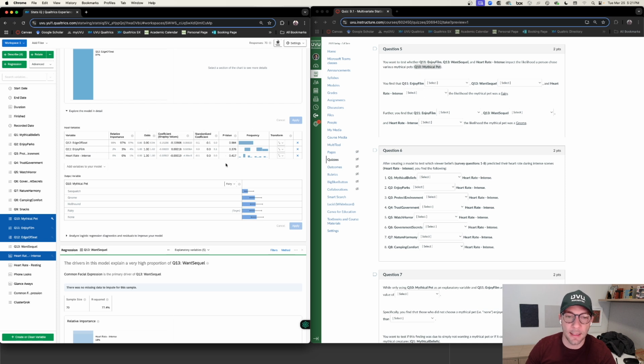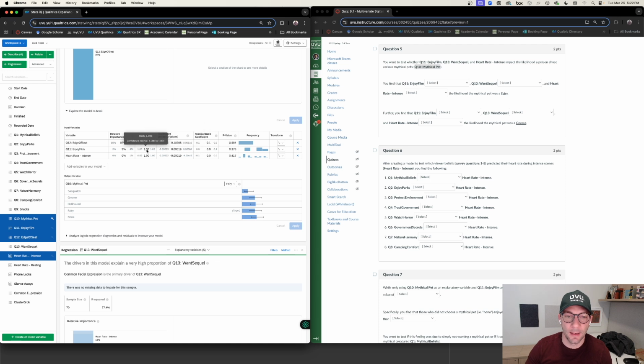Okay, let's say that these were significant though. Then I'm looking at this is lower, and there's a negative beta here. So I'd say, okay, the more that they're on the edge of their seat, the less likely it was that they chose a fairy. It decreased the odds that they chose a fairy.